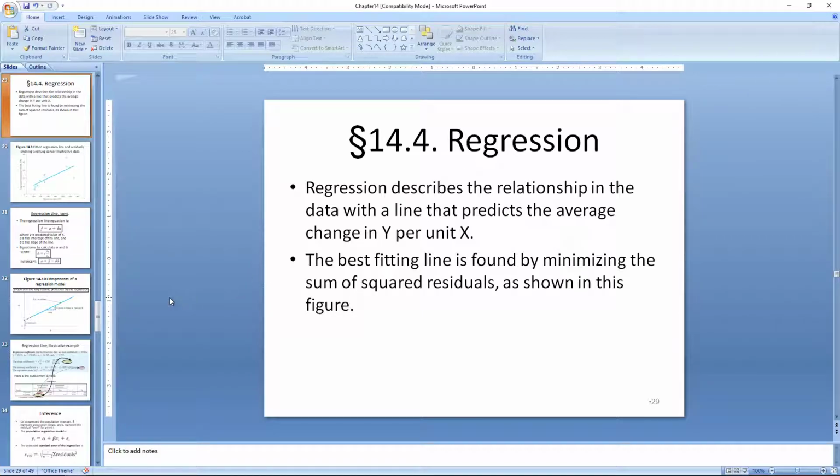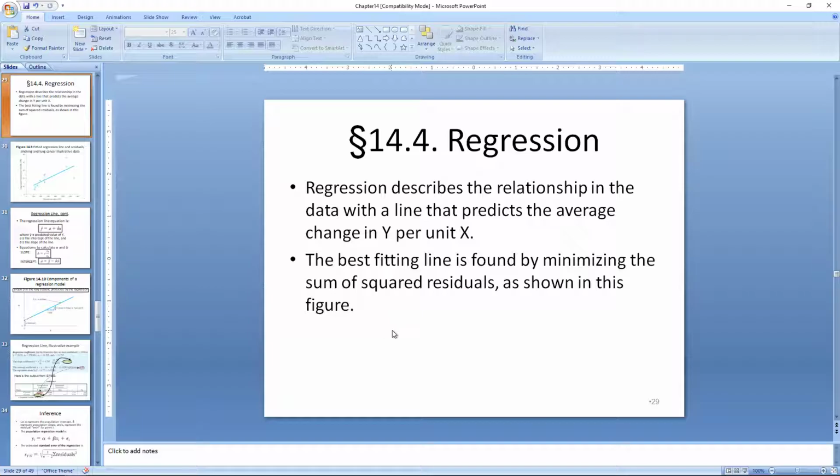After looking at it a little bit more, I'll post the whole PowerPoint, but for regression I just want you to really know that regression describes the relationship in the data with a line that predicts the average change in y per unit of x. The best fitting line is found by minimizing the sum of the squared residuals as shown in this figure.